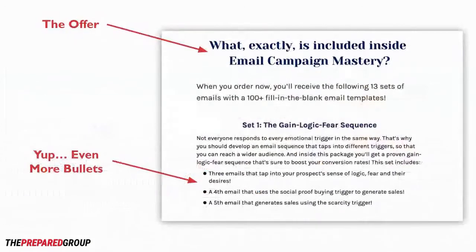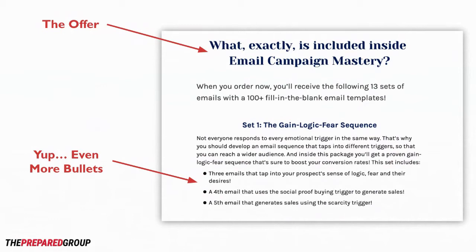All right, then we get to the offer. Now, the offer is not simply the product. The offer is how you package the product. And I'll explain that in a little more detail in just a moment, but here are two examples. This is, again, my email campaign mastery course, and I ask the question. Somebody gets to this point, they're kind of interested. So what exactly is included inside of email campaign mastery?